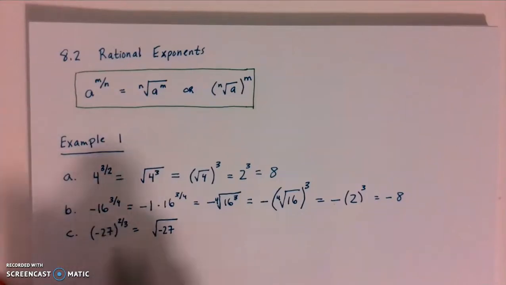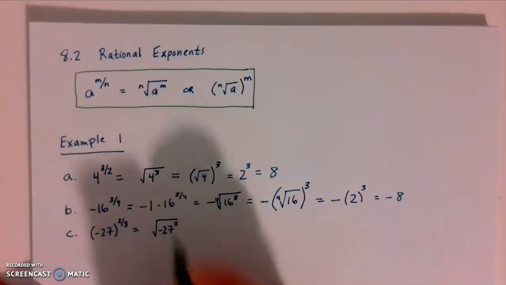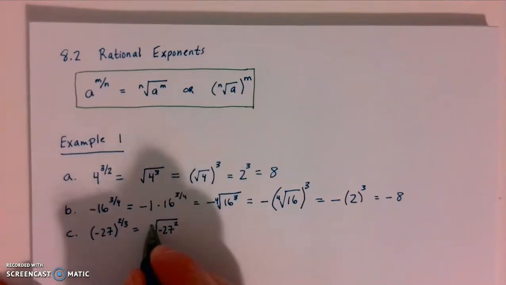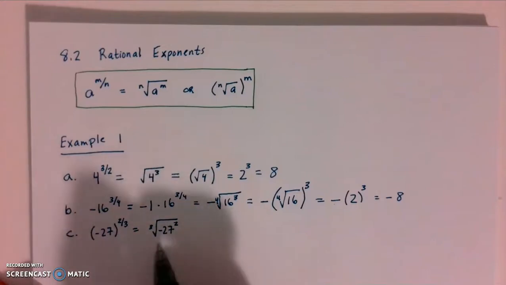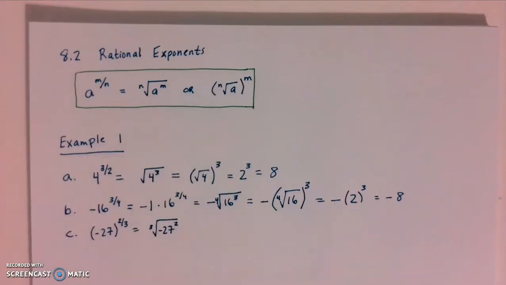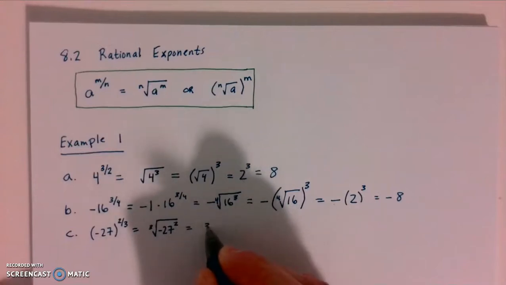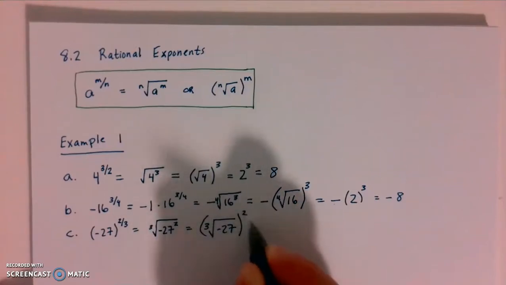So that numerator is going to stick with that negative 27. The denominator becomes my index. Alright, so here I could do negative 27 squared. It's going to be a huge number, so instead let's go ahead and see what happens if I do the cube root of negative 27 and then I square it.